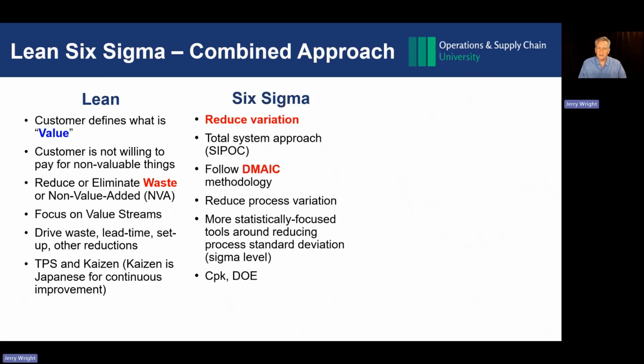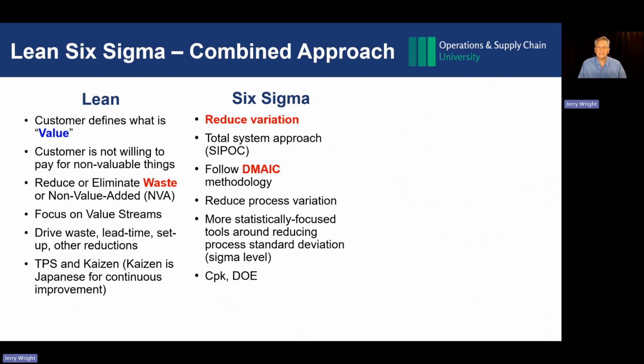Now, Six Sigma, we're going to reduce variation. We're going to take a total system approach. We're going to look at what's called SIPOC. SIPOC is a high-level process map that means suppliers, inputs, what do the suppliers provide us? What are the processes? What are the outputs? And then who do they go to? Typically the customers. So suppliers, inputs, process, outputs, and customers.